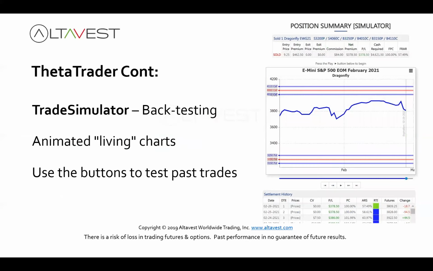You don't find this anywhere else either. How do you backtest option spreads, and especially a six-legged option spread? I've not seen anything like this. Maybe it's out there, but you can backtest these option spreads and have a lot of fun with it at the same time with our trade simulator.